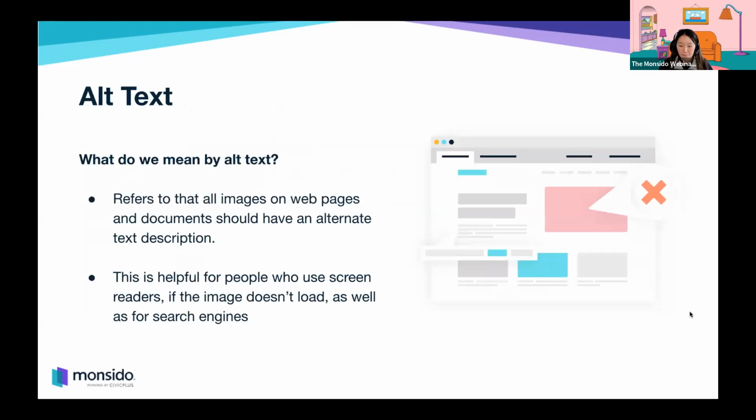Now let's talk about alt text. Alt text is the short descriptions of the images that we publish on our website. Not only the images, but all of your documents should have an alternate text description. And I think the biggest question that I always get is, how long should they be? What should it look like? Should it just be a cat or a dog?